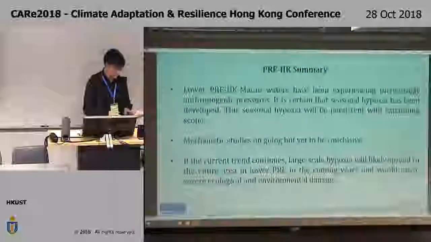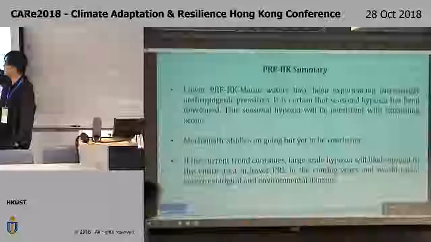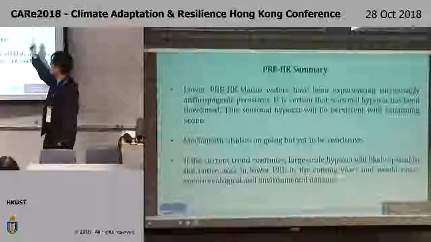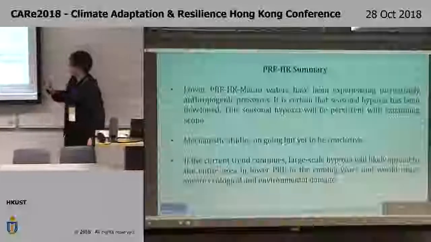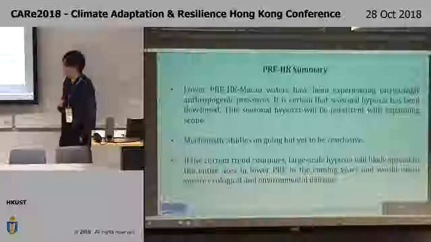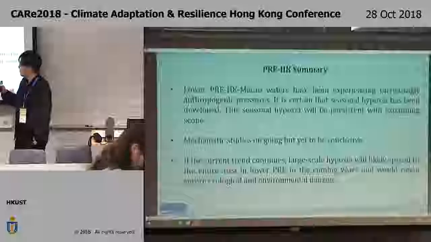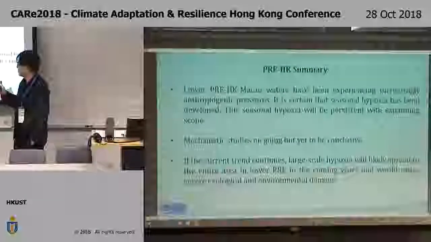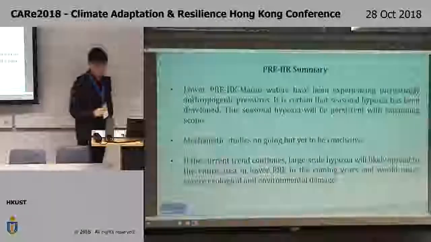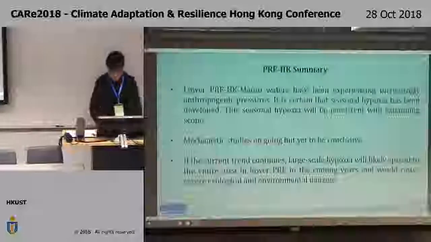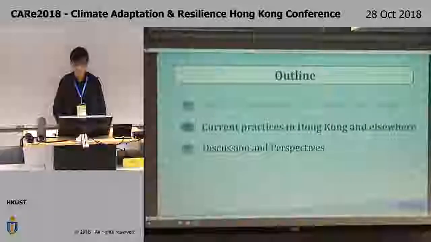Thank you. So to summarize what we have been seeing in our study, the low-flow river estuary in the Hong Kong, Macau water has been experiencing increasing anthropogenic pressure. It is certain that seasonal hypoxia has developed. This seasonal hypoxia will be persistent, with expanding scope for the years to come. Mechanistic study is ongoing, but yet to be conclusive. If the current trend continues, large-scale hypoxia will likely spread to the entire area and will cause severe ecological and environmental damages.